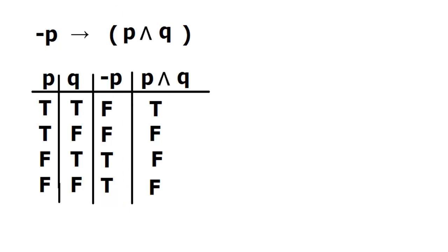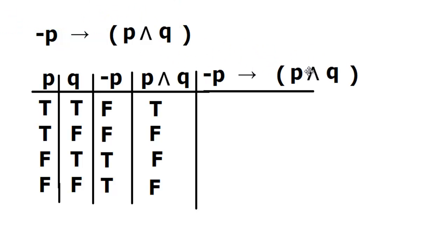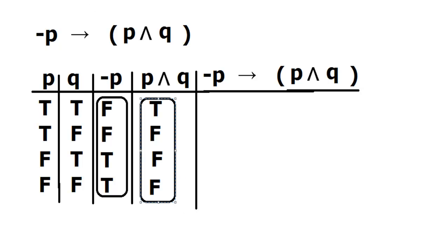Then we will go ahead and create a column for this statement, whose column we had to write. Let me just extend this. Now we are going to be confined to this column and this column, which are adjacent columns anyway.